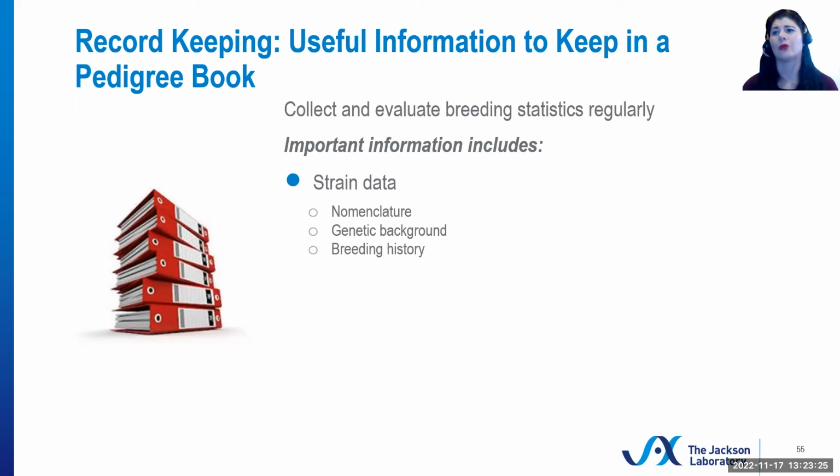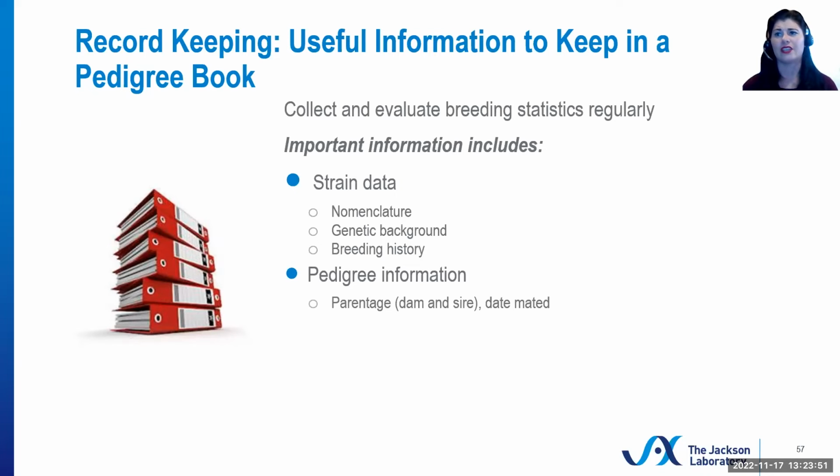You will likely want to record all the strain data, including proper nomenclature, the genetic background, and the history of the mice. For us, history means before they came to the Jackson Laboratory. You also want to assign a unique animal number or ID for each mouse in each strain. This is especially helpful if you are using an electronic method of record keeping. You will also want to have detailed records on pedigree information.